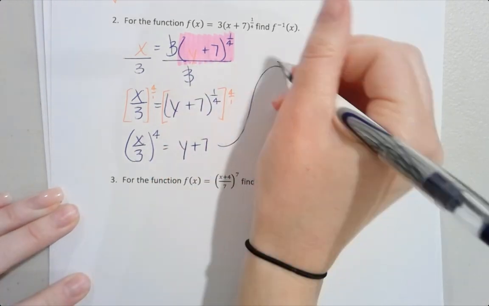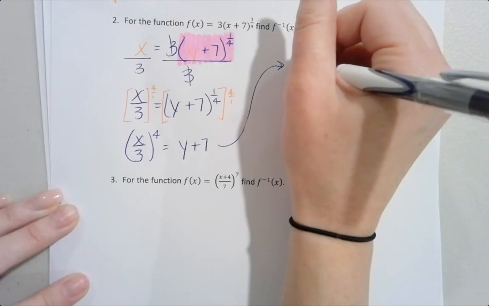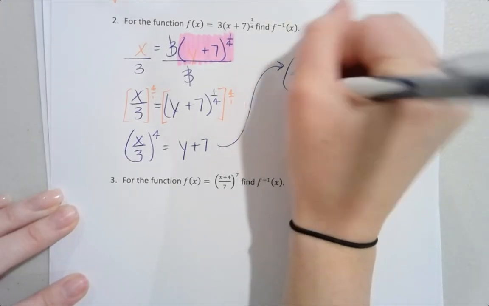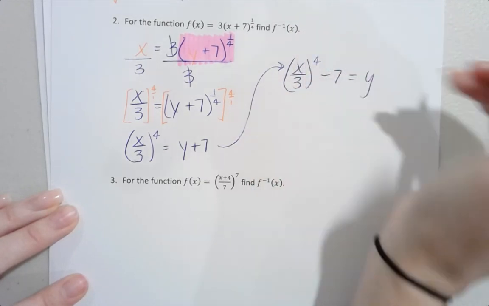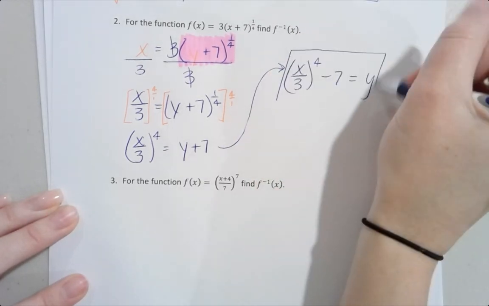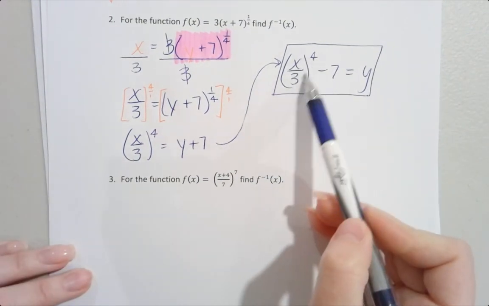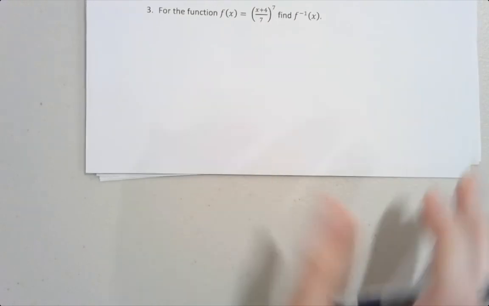Breaking free, I'm going to subtract 7 to the other side. Oh no, my battery is going to die. Uh-oh, we're going to go fast here. All right, x over 3 all raised to the 4th power minus 7 is equal to y. I'm not going to rewrite in function notation since my MacBook is going to die. But remember, if these guys were both raised to the 4th power, that is a possible answer from multiple choice.